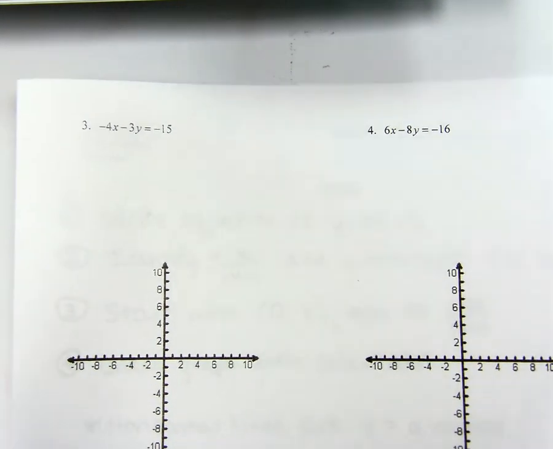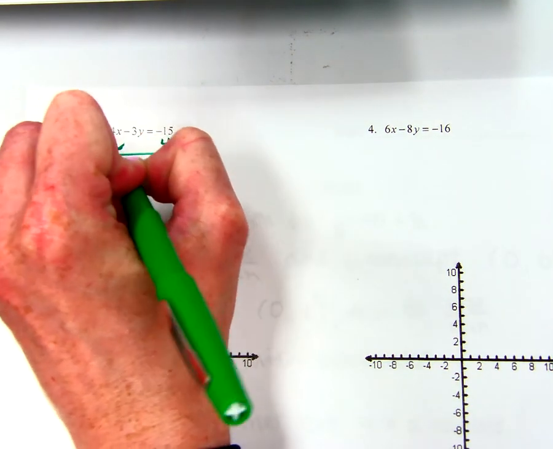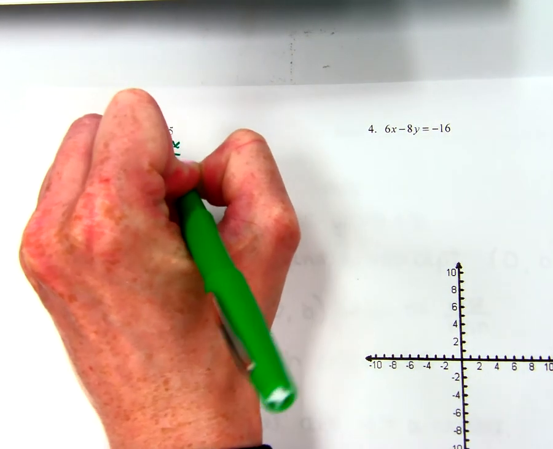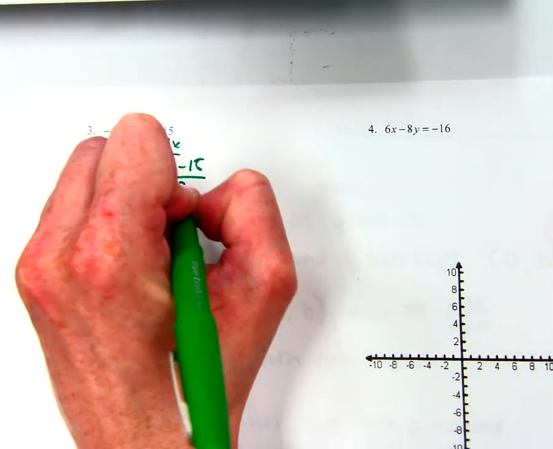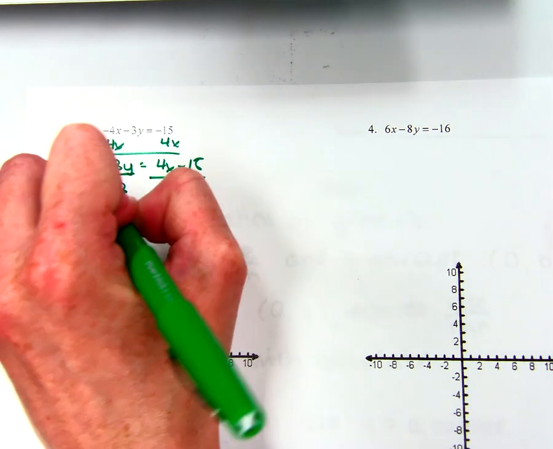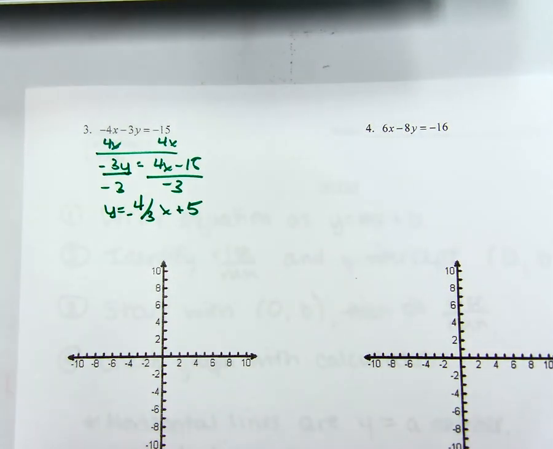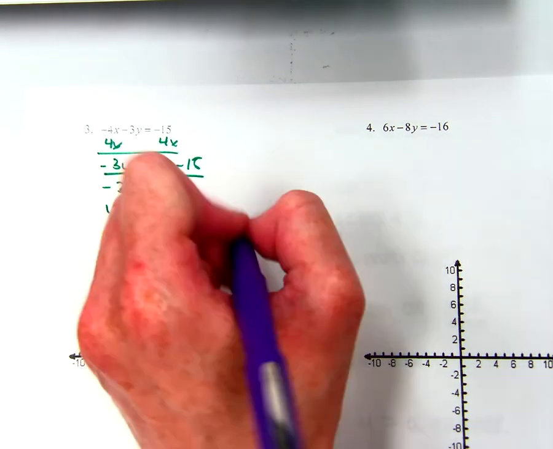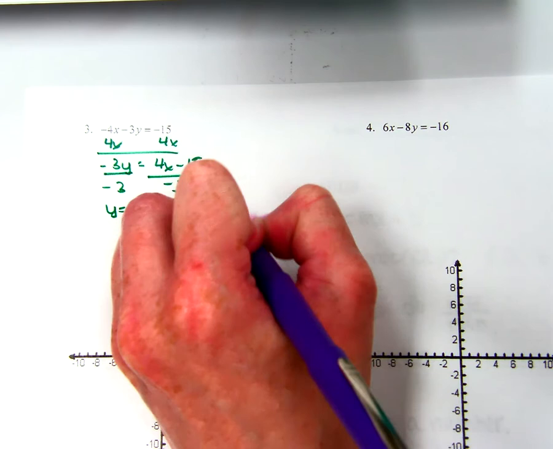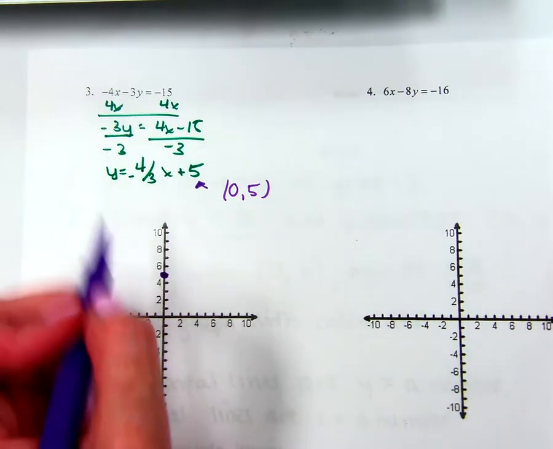Number 3. Again, we're going to put these into y equals mx plus b form. I'm going to add 4x to both sides, so I have negative 3y equals 4x minus 15. Divide both sides by negative 3. So I now end up with y equals negative (4/3)x plus 5. Again, I'm going to look at my b here in my y equals mx plus b. That's going to give me my ordered pair of (0, 5). So I'm going to plot my point, and I'm going to use my slope now to graph.